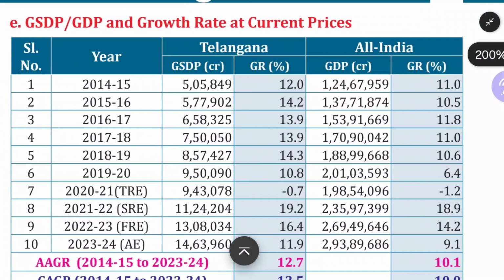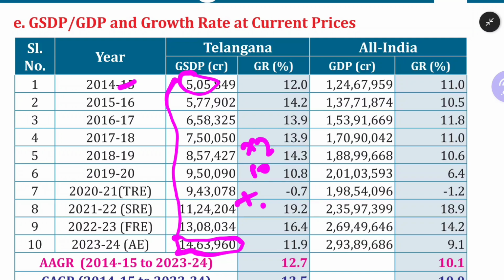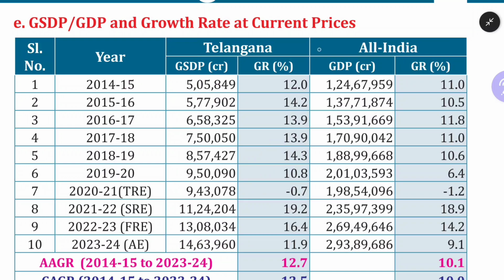This is a very good analysis. I really love this particular area. In 2014, the GSDP of Telangana was just 5 lakh crores, and by 2023-24, in 10 years, we have become more than double of that, nothing but 14 lakh crores. So we have recorded more than 100% growth with regard to GSDP. 5 lakh became 14 lakh; 5 into 2 is 10, then you add another 50%, so almost 150% growth that we have seen.